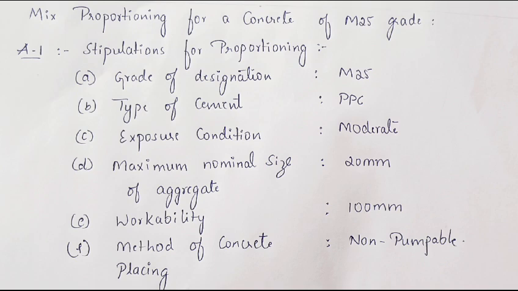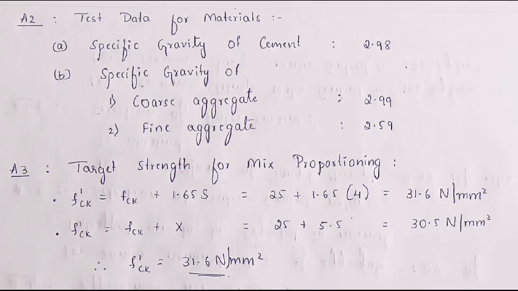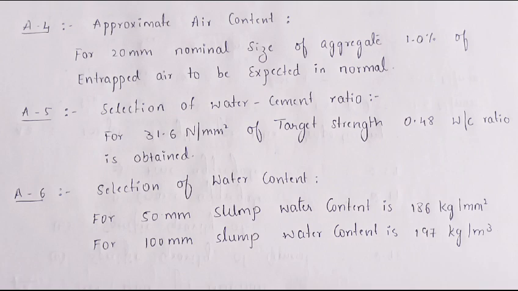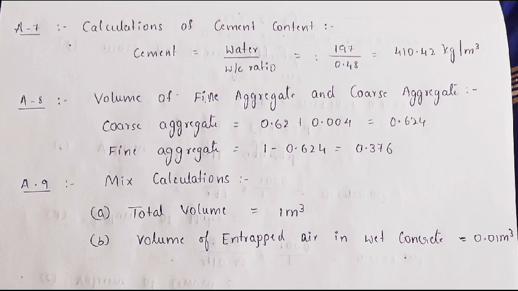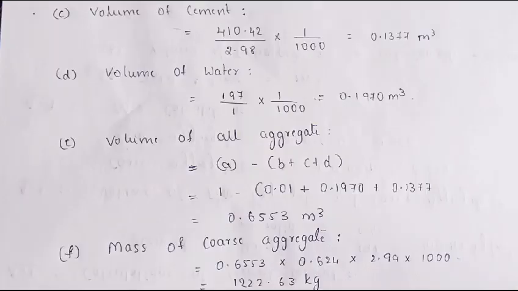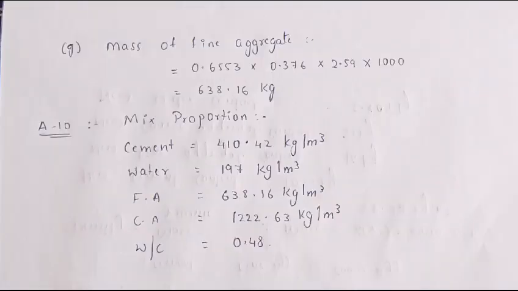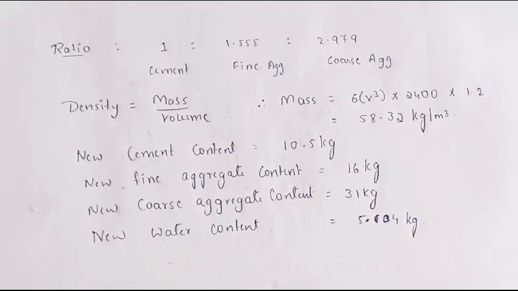Next step is to design a mix proportion using IS 10262 2019 and find out the target strength for mix proportion, approximate air content, water cement ratio, water content, cement content and volume of fine aggregates and coarse aggregates, and do the mix calculation for 1 meter cube of volume. Since we are casting 6 cubes, take the ratio of all the cement and fine aggregate and coarse aggregates and find out the new cement content, fine aggregate and coarse aggregate contents and the water required.